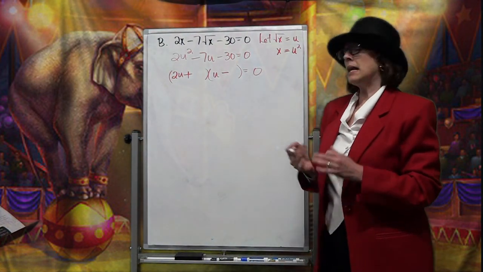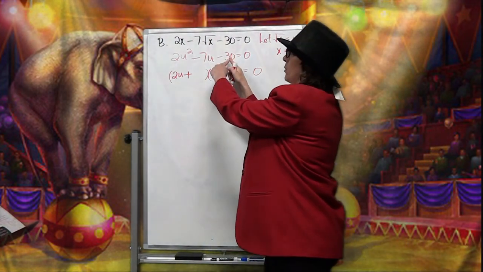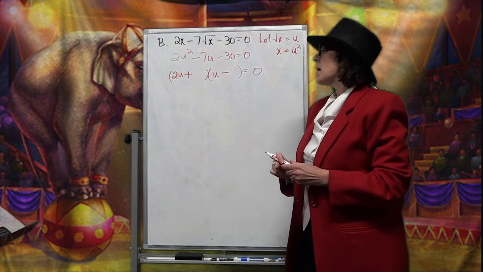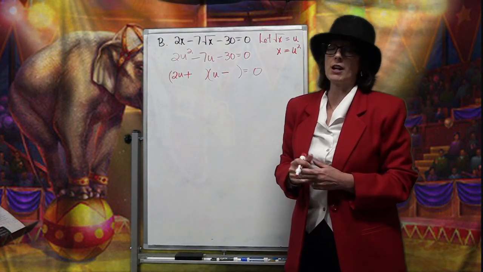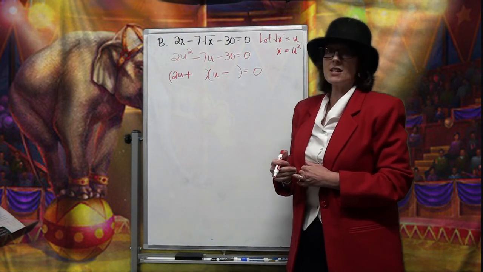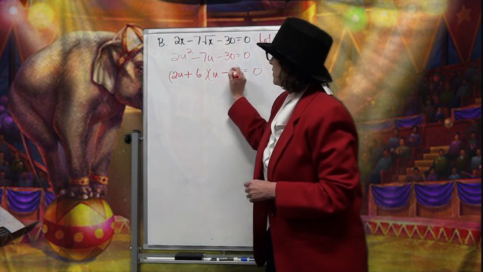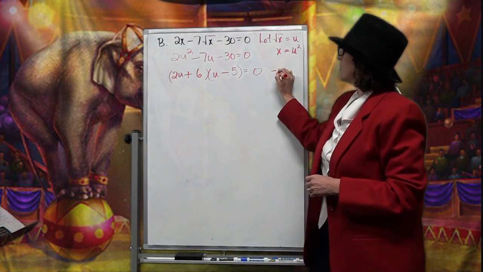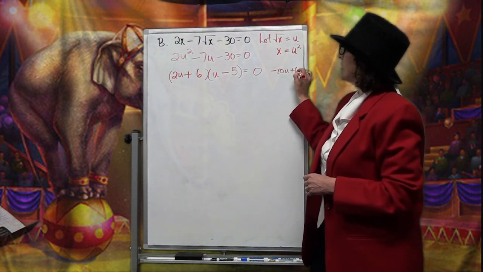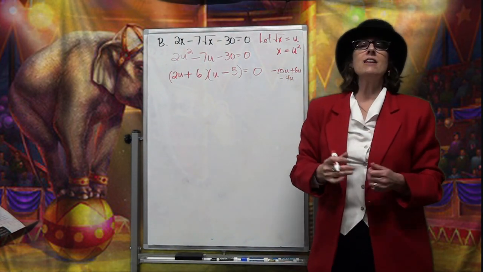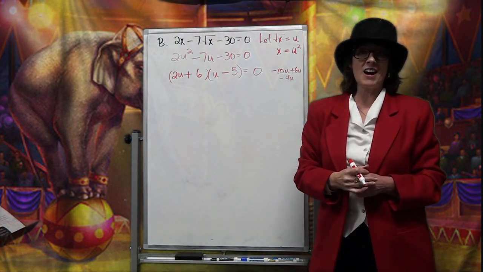I can't say I want two numbers that will multiply for 30 and subtract for 7, because this 2 over here is messing that up. But I do have several options with the 30. I can try a 30 and a 1, a 15 and a 2, a 6 and a 5. I'll start with the 6 and the 5 and hope for the best. On the outside I get a negative 10u. On the inside I get a positive 6u. That gives me a negative 4u. So it's not even the right number. Changing signs is not going to help.